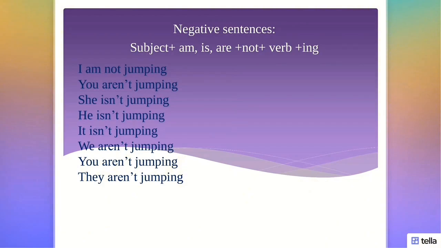They aren't jumping. Out of these examples, we may conclude that we usually contract are and not to aren't, is and not to isn't, but we do not contract am not. So we say I am not jumping, but you aren't jumping, or he isn't jumping. Okay, try to memorize that.